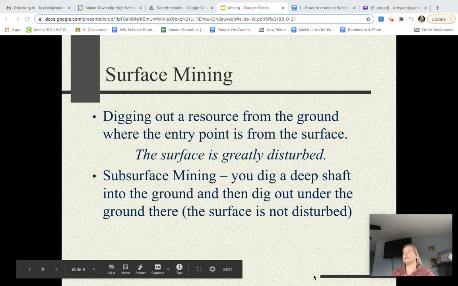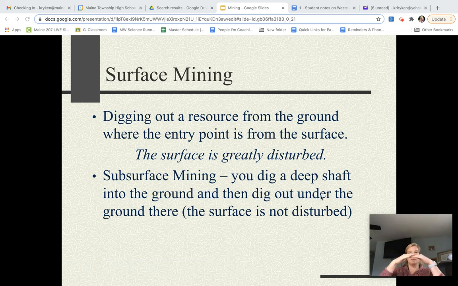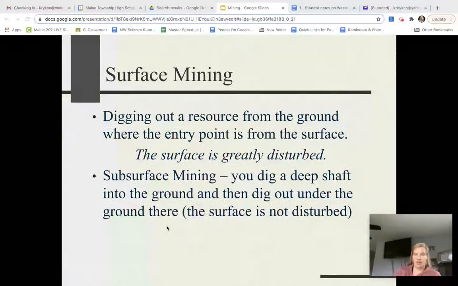So this video is going to continue on by talking about surface mining. Surface mining is basically you start at the surface and you just start digging down. You're disturbing everything there on the surface to access the desired material. Big idea, by doing this, you tend to have lots and lots of habitat loss.